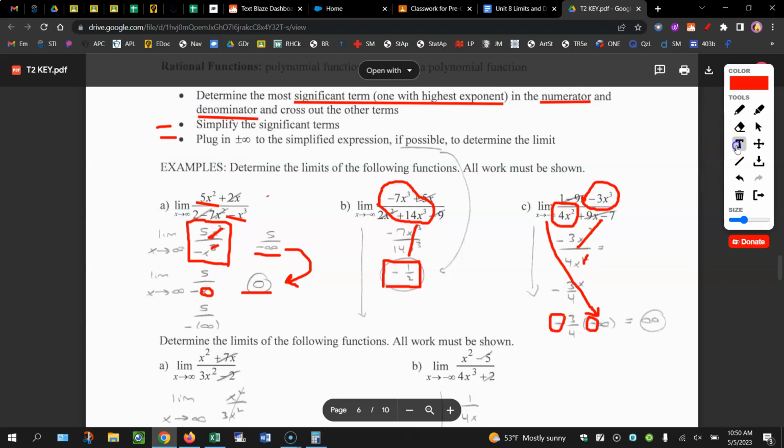And if you're struggling with that, just pick a number. So do negative 3/4 times negative 100. All you care about is the sign. That's going to be a positive number. So that's why your answer here is positive infinity instead of negative infinity. And that's it. Unit 8, Topic 2 is a wrap.